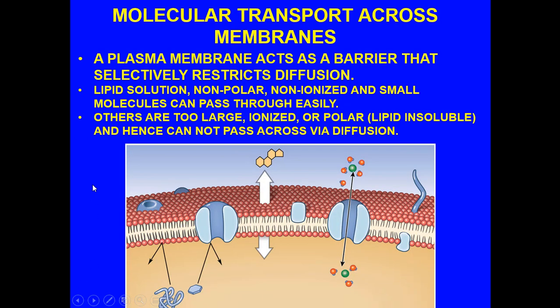Now, when we talk about molecular transport across membranes, we have to consider that a plasma membrane is really a barrier. It's going to selectively restrict diffusion. Lipid soluble, nonpolar, non-ionized, small molecules can easily pass through. Oxygen, carbon dioxide, things like that, are going to easily pass through. But other molecules are either too large, ionized, or polar, which means that they're lipid insoluble, and therefore they cannot easily or cannot pass across at all via diffusion.